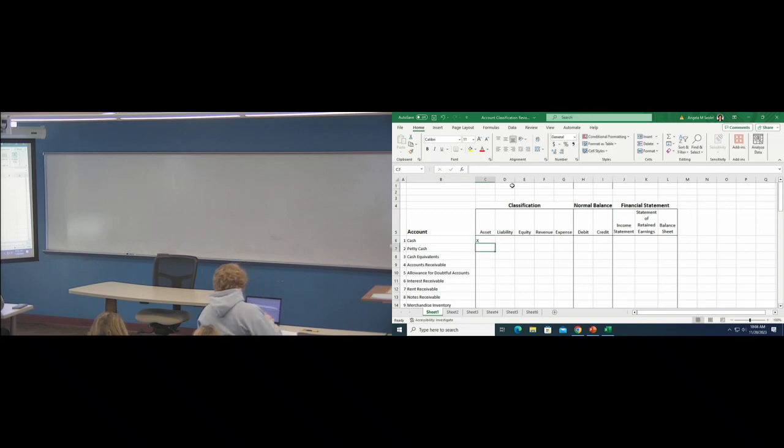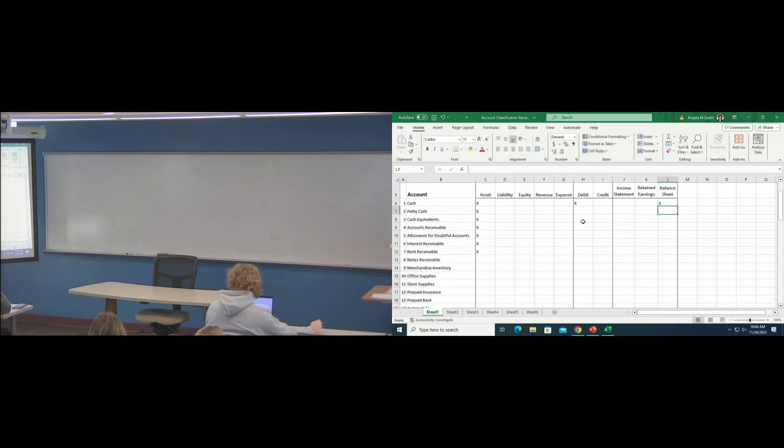If I go down through here and start doing that, well, all assets have a normal balance of a what? A debit. Yeah, and all assets go on the balance sheet. It doesn't matter what the asset is. All assets have a normal balance of a debit. All assets belong on the balance sheet.